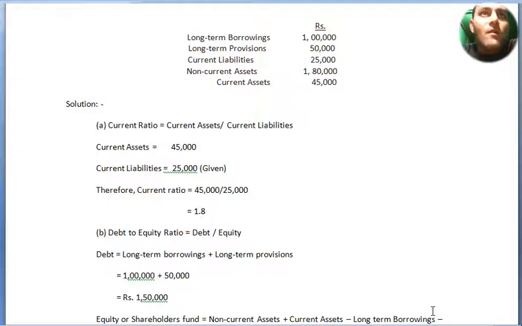Now debt to equity ratio. So debt to equity ratio equals debt by equity. Debt equals long-term borrowings plus long-term provisions. Here long-term borrowings 1 lakh, long-term provisions is 50,000, altogether 1,50,000.